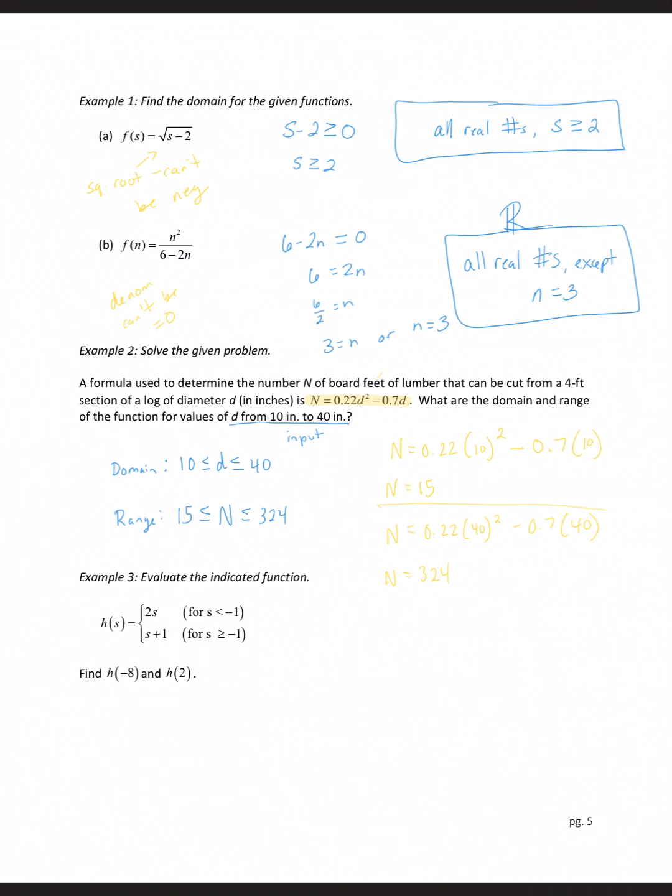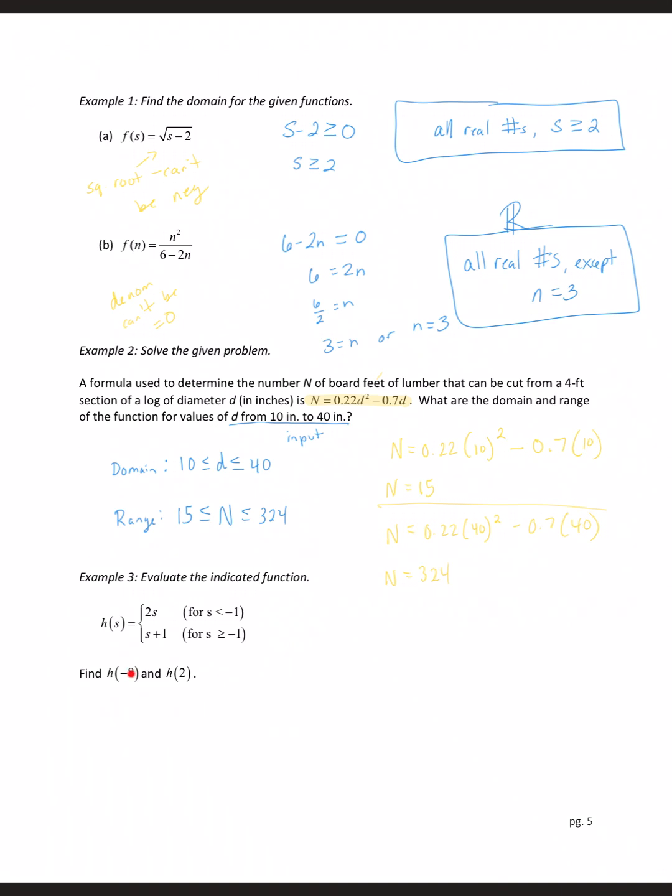And for the last example here, we want to evaluate the indicated function. Now notice how h of s is equal to two different pieces. We want to evaluate 2 times s for values of s less than -1, and we want to evaluate s plus 1 for the values of s greater than or equal to -1. We call this a piecewise function, meaning there's two different pieces to this graph or this function.